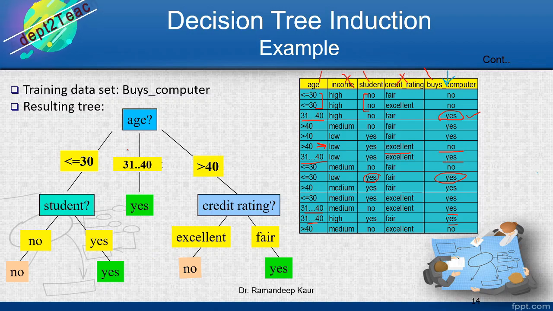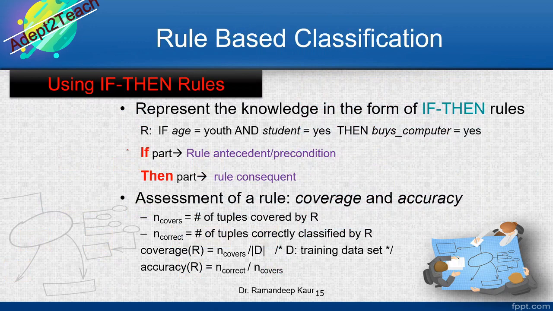This is our training data set. Now, based on this decision tree induction, we can have rule-based classification, because from whatever tree we are making we can derive the rules, and from the rules we can derive the trees.